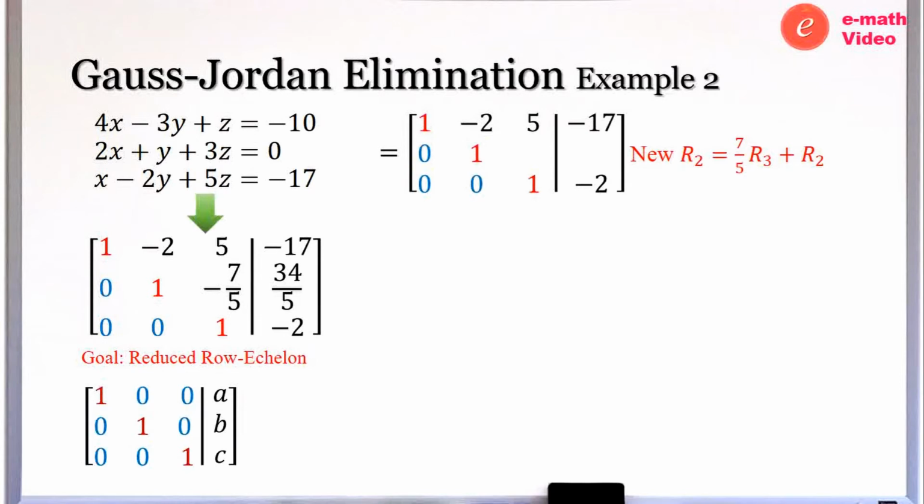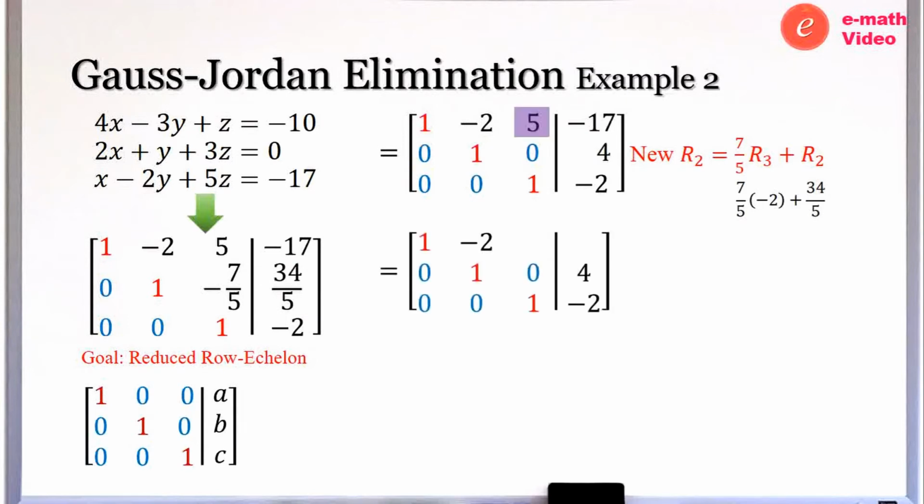To do it fast, we are very sure that we will get a 0 here. We just have to calculate positive 7/5 times negative 2 plus 34/5, which equals 4.